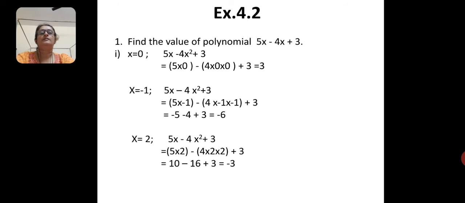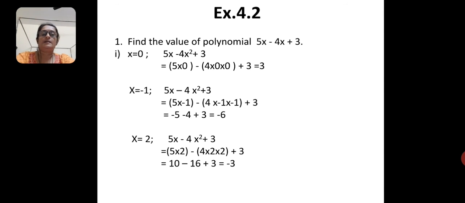Now in the next exercise, that is 4.2, we are going to find out the value of the polynomial when the value of x is given. So here x has three values given: x is equal to 0, x is equal to minus 1 and x is equal to 2. Using all these three values, we are going to find out the value of the given polynomial. So let's do that.